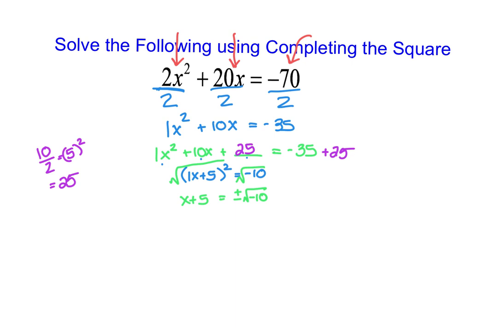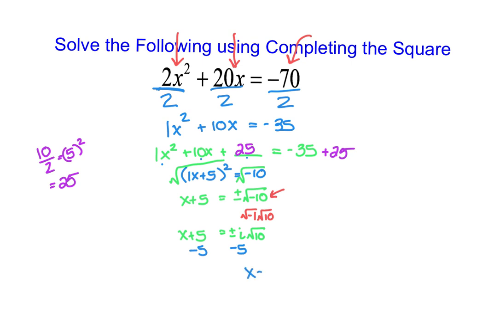Now, I do know that I need to simplify this square root of negative 10 a little bit. 10 isn't divisible by any perfect squares, but we can pull the square root of negative 1 out of there. And we know the square root of negative 1 is just i, so this is going to be equal to plus or minus a single i times the square root of 10 here on the right. Then we have x plus 5 on the left. Our last step is that we need to get the x by itself, so I'm going to subtract 5 from each side.